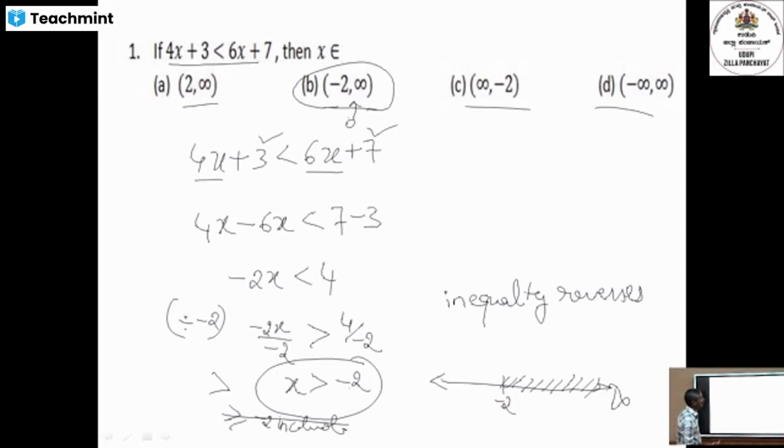If you consider any value to the left of minus 2, for example, you substitute minus 3 here, minus 12 plus 3, so that will be minus 9, minus 18 plus 7, so that will be minus 11. So minus 11 greater than minus 9. Is it true? No, it is false. So this can be ruled out by the trial and error method also. So if you are not sure about the method, you can use the trial and error method, but there is a problem.